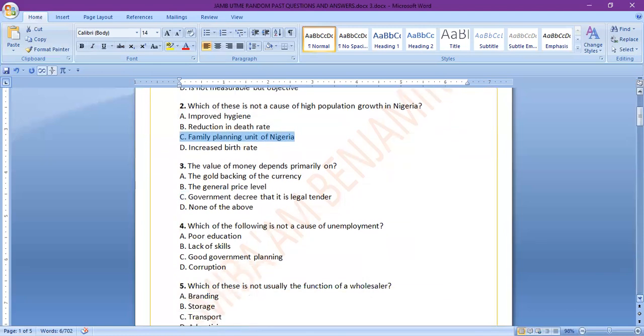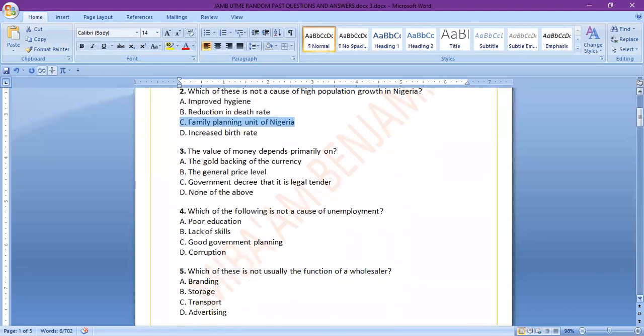Yes. So number three, the value of money depends primarily on A, gold backing of the currency. B, the general price level. C, government decree that it is legal tender. D, none of the above. The value of money depends primarily on, I think, not I think, but the answer certainly is the general price level. So the general price level will determine the value of money.